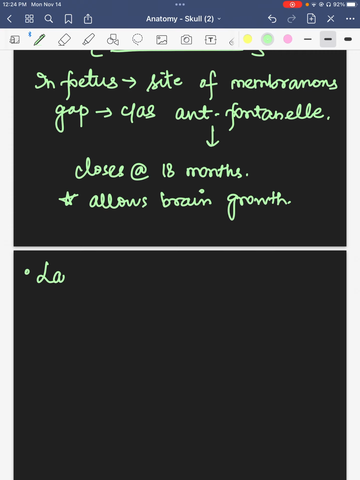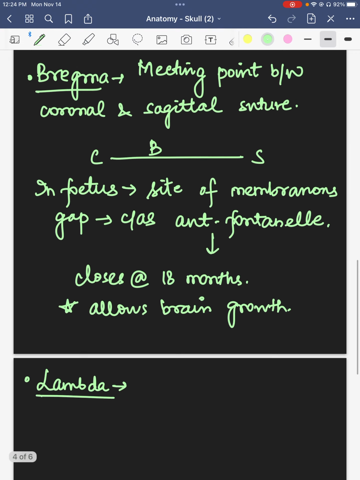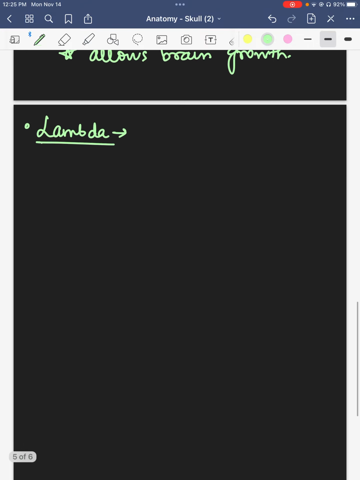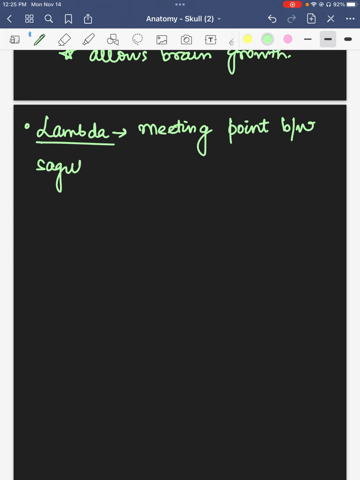Then comes lambda. Again, I'm saying bregma, lambda, anterior fontanelle. You have to remember all this. These are really important. Lambda is the meeting point between the sagittal and lambdoid sutures. Lambda, lambdoid, easy to remember. Just remember sagittal.